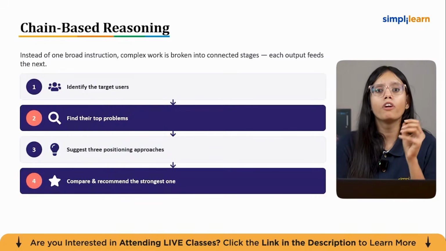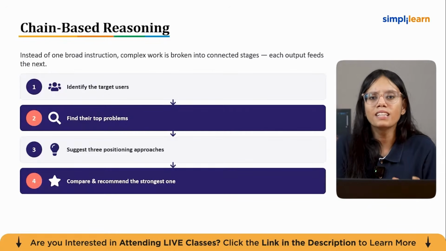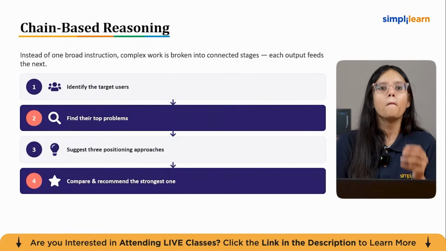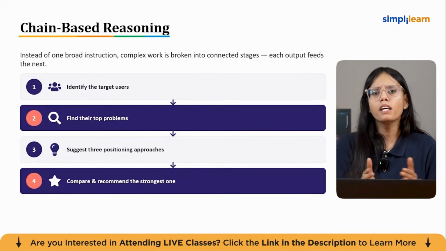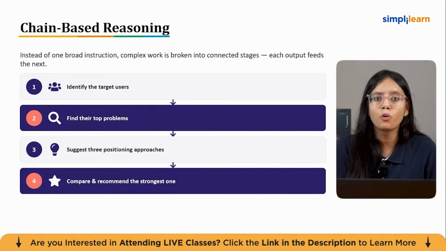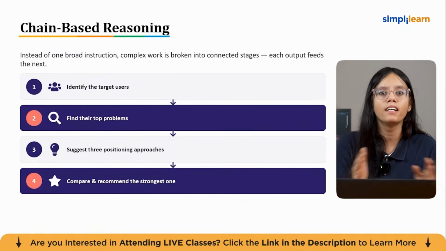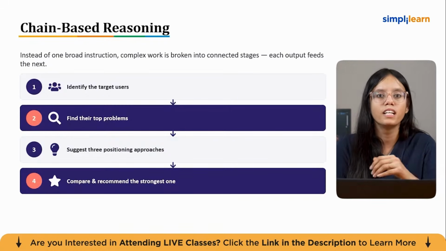The output from one stage provides context for the next. Breaking a complex task into smaller stages makes the process easier to inspect and refine. So if something goes wrong, you can identify exactly which stage needs the improvement rather than rewriting the entire request. So this was the benefit of chain-based reasoning.